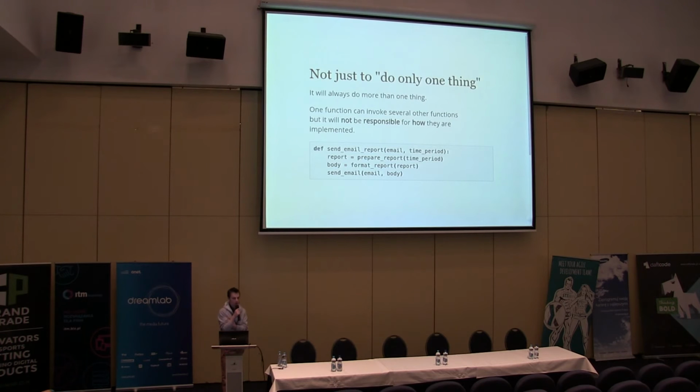It doesn't mean to do only one thing, you always do more. So say you have a function for sending email reports, like in this example. It gets data for the report, it formats the data, and finally sends the report via email. So it does 3 different things. But if each of these things is implemented in a separate function, and the main function just calls them, then it's not responsible for how they are implemented. It doesn't have to know how to get the data. It doesn't know how to format the report. It just tells these functions to do their job.